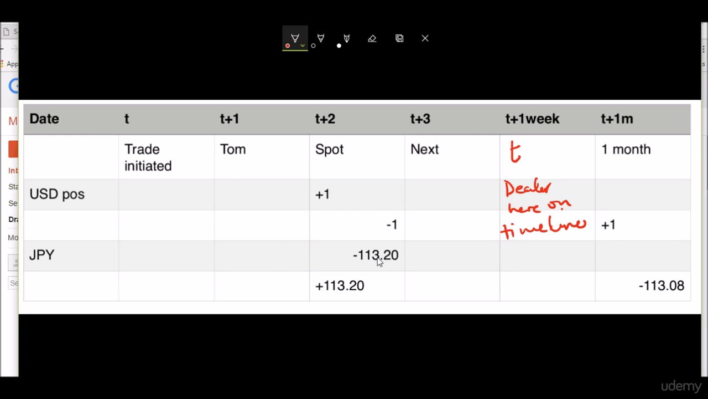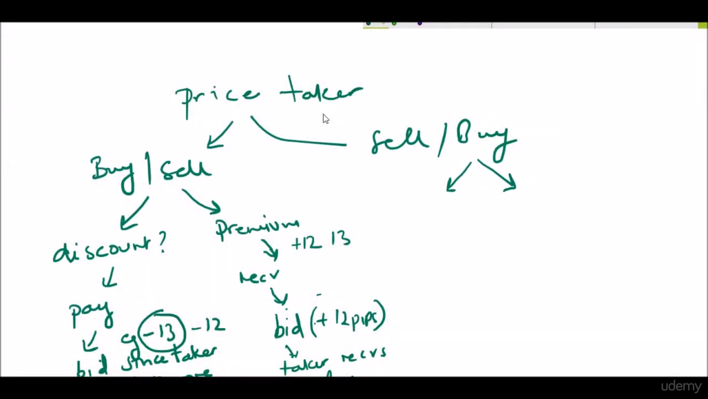So now, as a simple exercise, assume that the dealer squares off his position 1 week from now, so T plus 1 week, at 113.80. As an exercise, you can show the dealer's cash flow in a spreadsheet and use the T plus 3 week dollar-yen swap rate provided to square the dealer's position. So pause the video and then look at the solution.